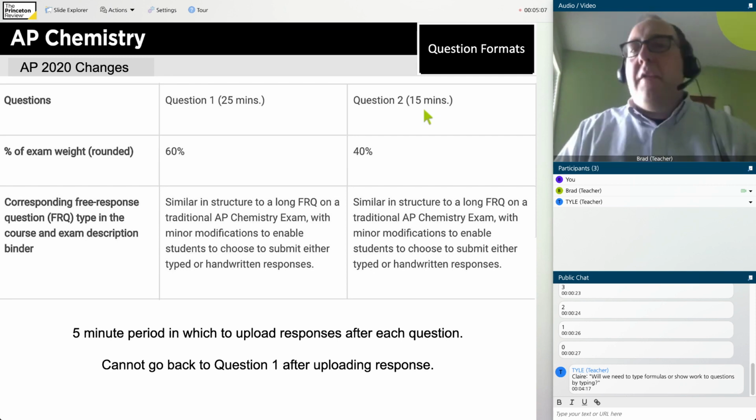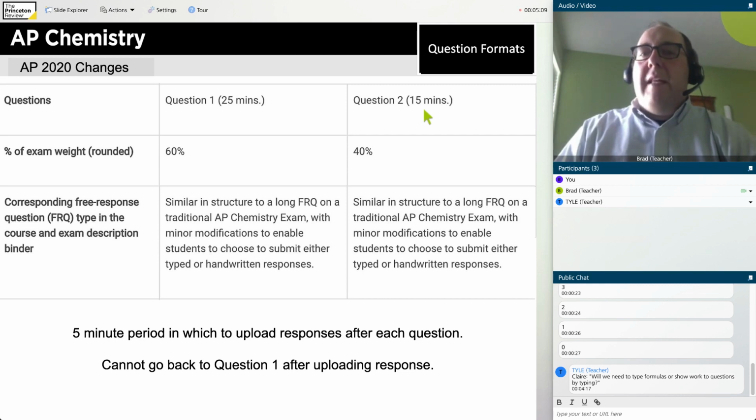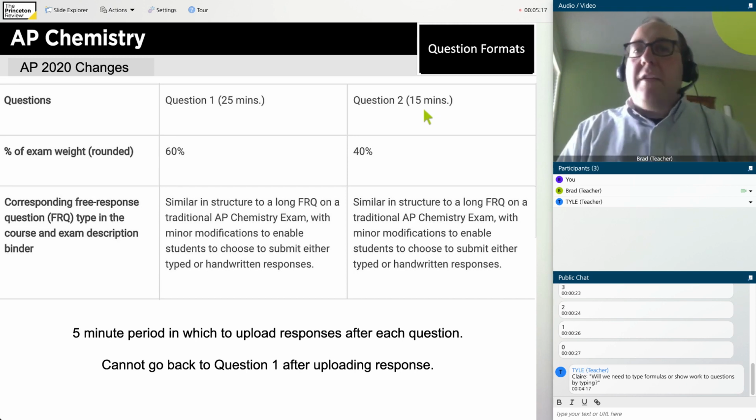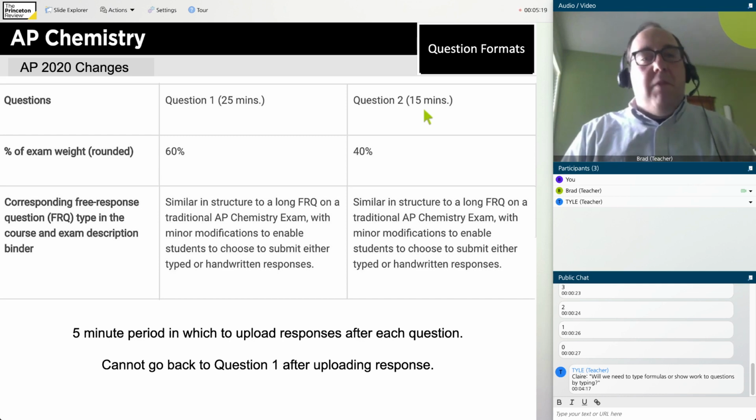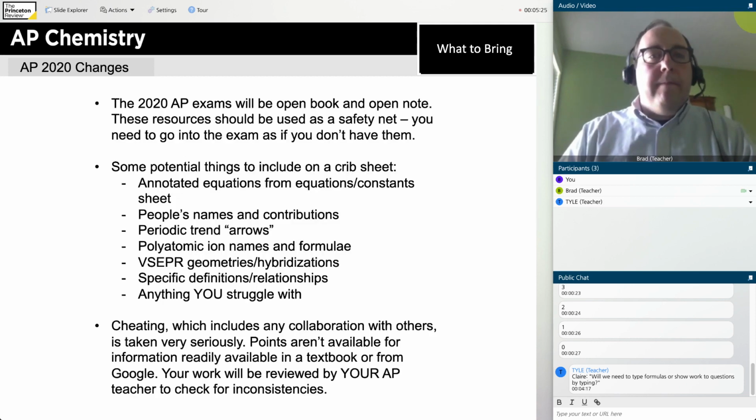You're also saying we need to show work to questions by typing. I'm not sure exactly what you mean by that, Claire. If you're asking about maybe supplementing handwritten with typed, I don't believe that's going to be the format. I think you do have to stick to one or the other. So Claire, I hope I answered your question. If I didn't, please ask Tile again, and we can maybe figure it out a little bit better.